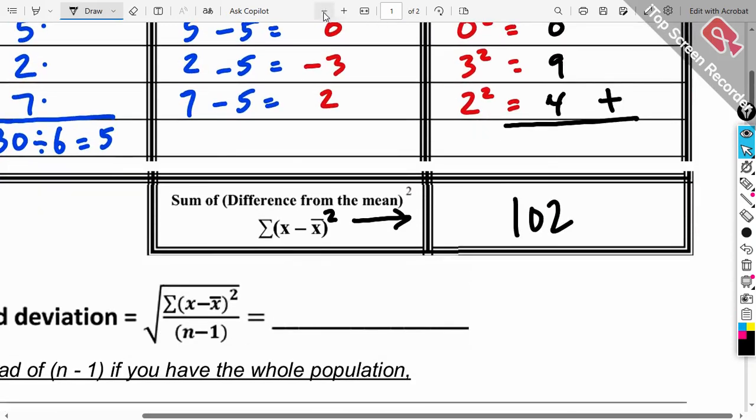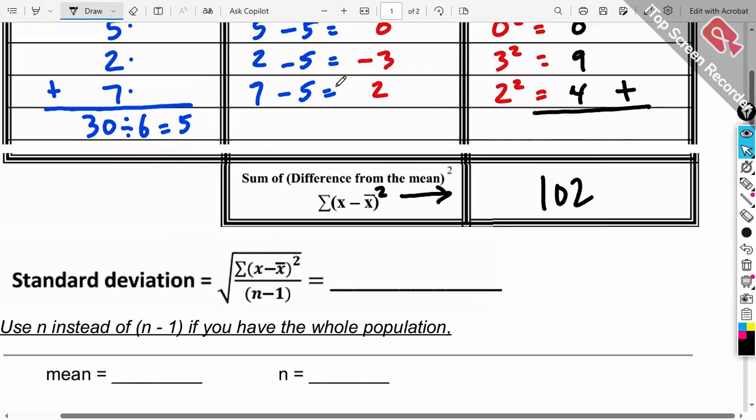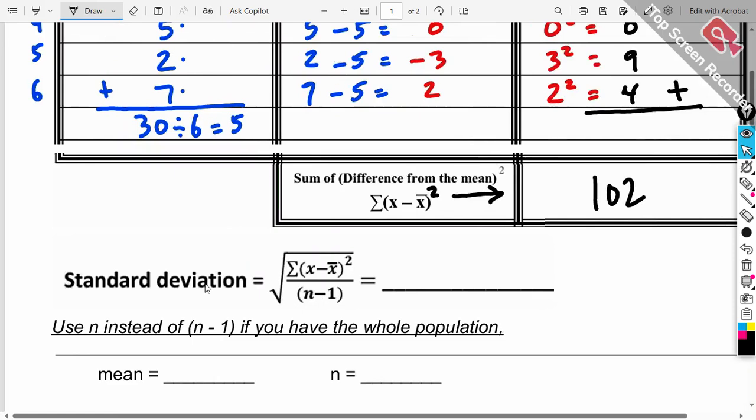And now we can go to our formula. This is the formula for standard deviation. It's going to be the square root, and in the numerator, the sum of the differences from the mean squared, this number right here, goes in your numerator. That's 102. And previously, we said it was 6 out of 22 lions, so we're going to use n minus 1.